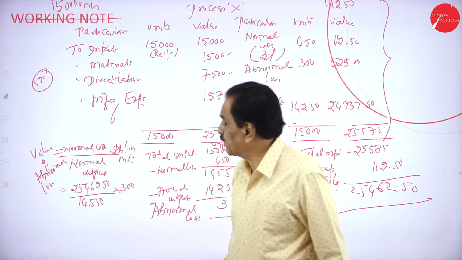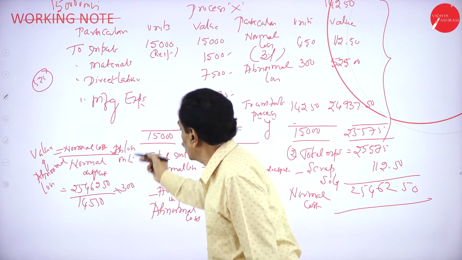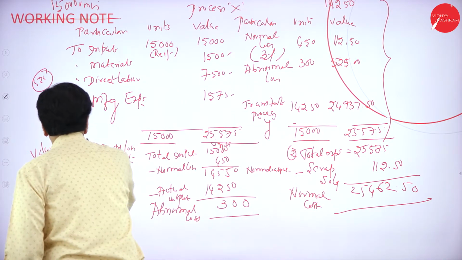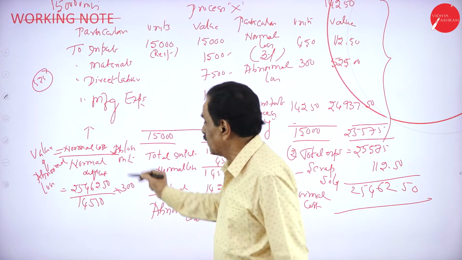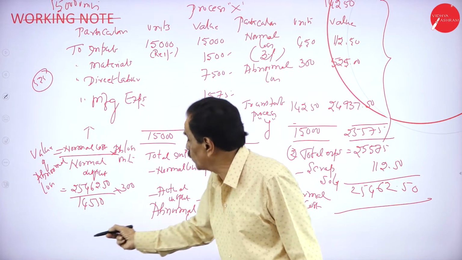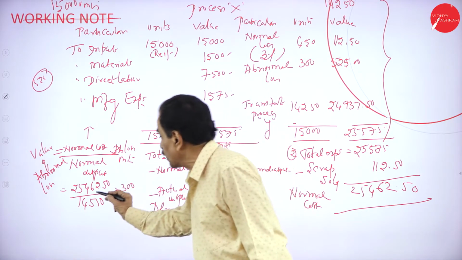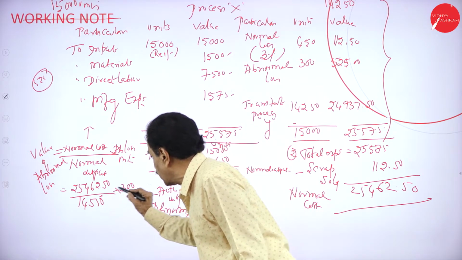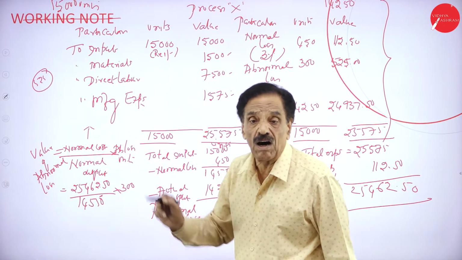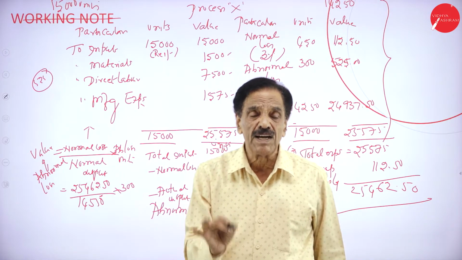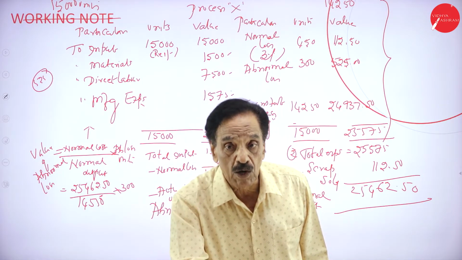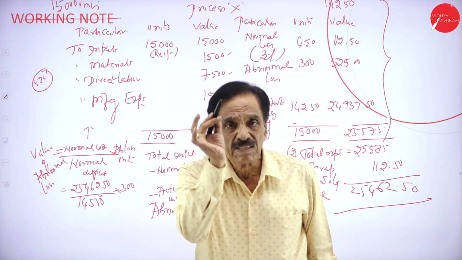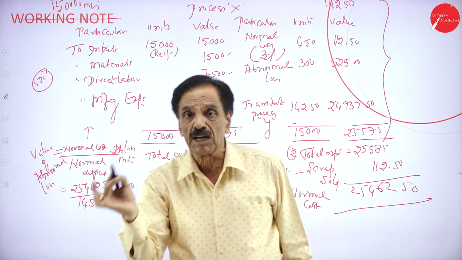Value of abnormal loss. The formula is normal cost divided by normal output, multiplied by abnormal loss units. What's your normal cost? 25,462.5 divided by 14,550. What is this called? Value of abnormal loss. What's your formula? Normal cost divided by normal output multiplied by abnormal loss units.